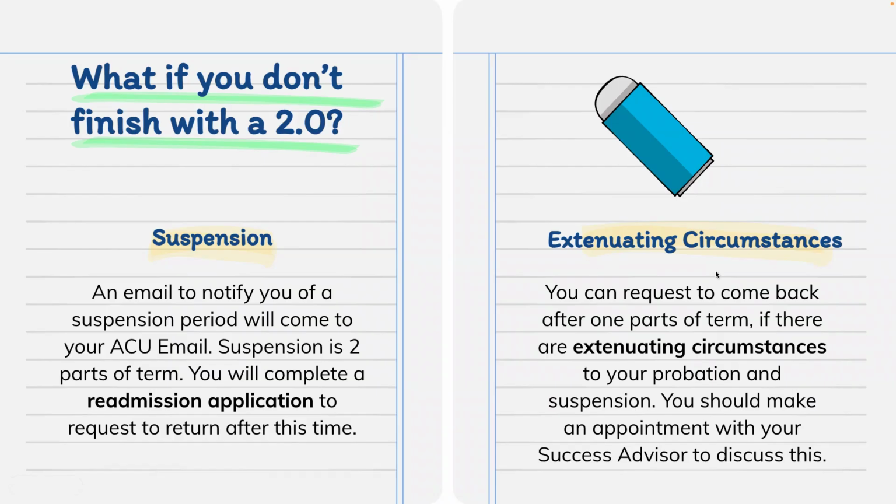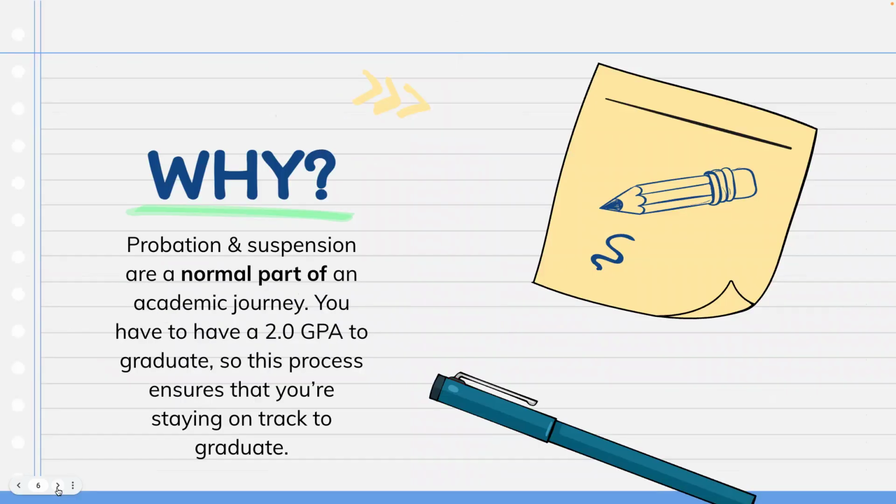Okay. Now, let's say there was some extenuating circumstances. Well, you can request to come back 1 part of term early, if there's extenuating circumstances to your probation and suspension. Okay. So you just want to make an appointment with your student success advisor in order to get that request submitted.